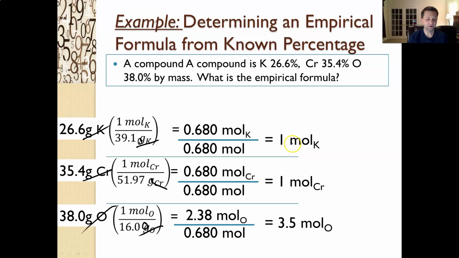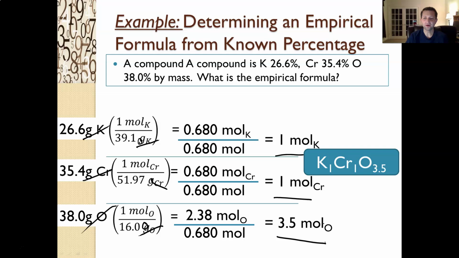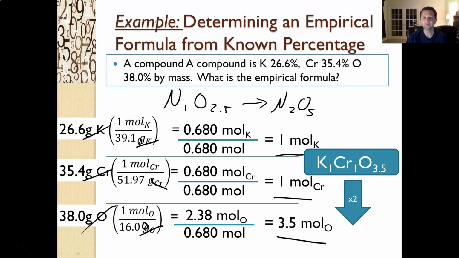So this even looks a little bit weird. The mole ratio is 1 to 1 to 3.5. So let's write that out. K1, Cr1, O3.5. Weird, right? So if I went back a bunch of slides where we had the example of, I think it was N1, O2.5, we multiplied through by 2, we made it N2, O5, right? We're doing the same thing here. What can I multiply this by to give me whole numbers the whole way through? I can multiply through by 2. So I'm going to have K2Cr2O7.